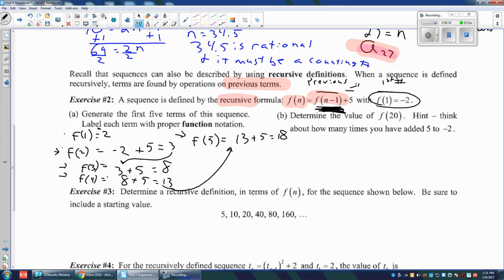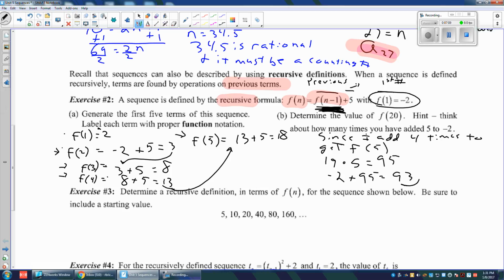So, since I added 4 times to get f of 5, I think I'm going to add it 19 times. So 19 times 5 is 95. So I'm going to do -2 plus 95. It is 93. Okay, we just found the direct rule.